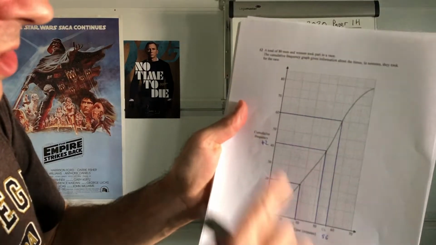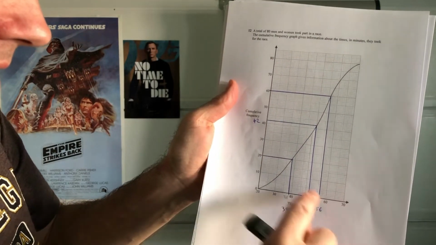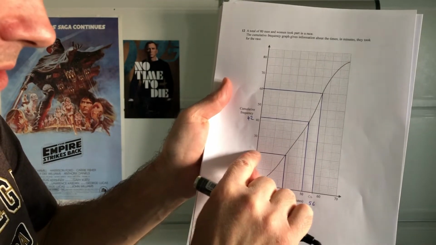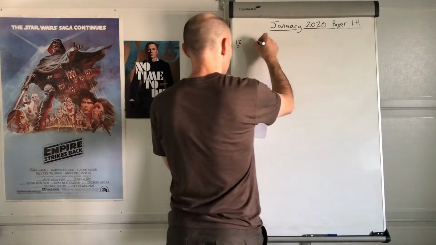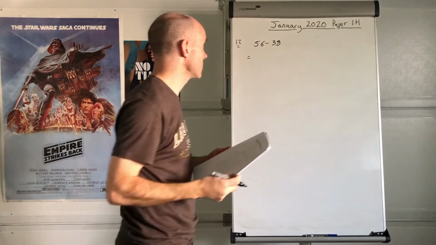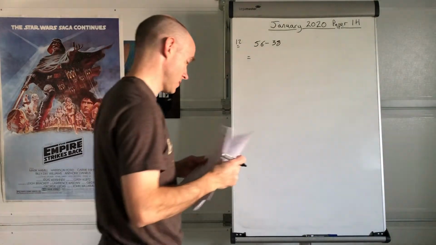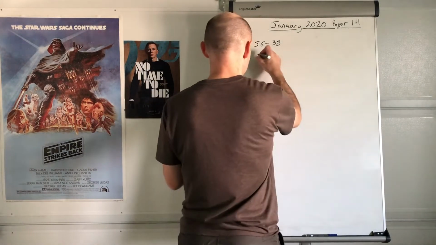So interquartile range, upper quartile 60, read off I got 56, lower quartile 20, read off I got 38. So write those down, okay, and show your working on the cumulative frequency graph. Okay, so you do 56 subtract 38. Okay, and we're going to get the answer of 18.